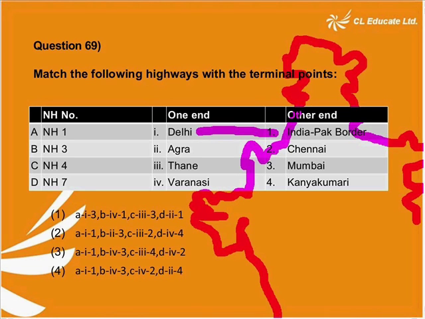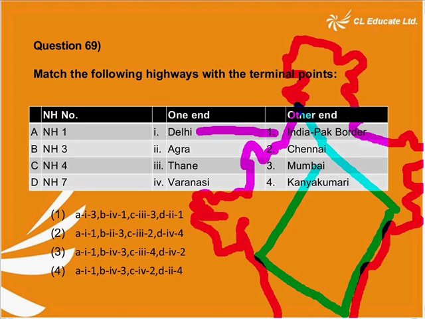NH1 is slightly separate, Amritsar to Delhi. Then 2, 3, 4, 5 go clockwise: start from Kolkata, Kolkata to Delhi, Delhi to Bombay, Bombay to Chennai and Chennai back to Kolkata. So you come back to Kolkata. You have 2, 3, 4 and 5. Then connect what is left in the middle. Diagonally opposite, connect Bombay to Calcutta, you have 6, and 7 is not from Delhi to Kanyakumari, rather it is from Varanasi to Kanyakumari.